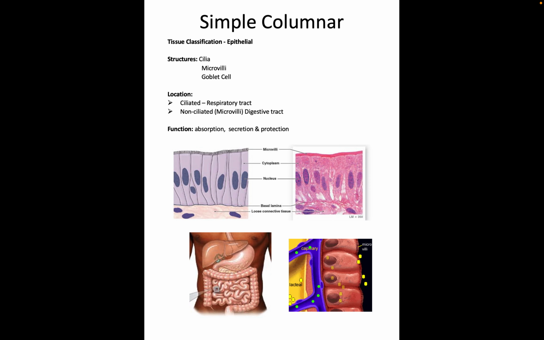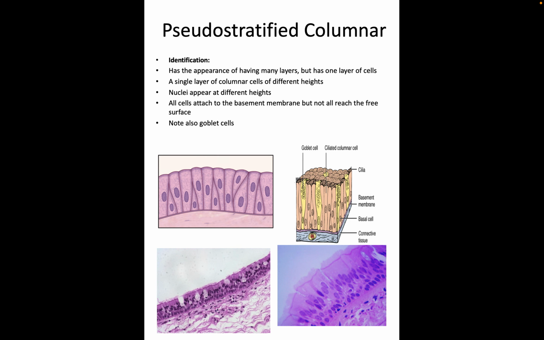Now, you'll also see some of the structures here. You can have goblet cells. Now, goblet cells are not the simple columnar cells. They're a different type, but they're oftentimes associated with them, and they are mucus-secreting cells. So sometimes in the respiratory tract, you'll see kind of a circular, oval-shaped, kind of clear cell embedded within the tissue, and this is an example of a goblet cell. Okay, all right.